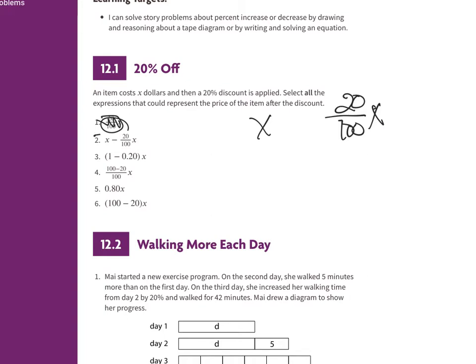This one, though, number 2, x minus 20 over 100 times x would work, okay? I take my price and then take away 20% of x. Another way you could write it, 20% is 0.2. So number 3 would work too. We take the price minus 20% and times it by x. This one would work too, 100% of the price minus 20%. This one would work because 1 minus 0.2 is 0.8. This one would not work because it's not decimals. Okay, so 2, 3, 4, and 5 would work.